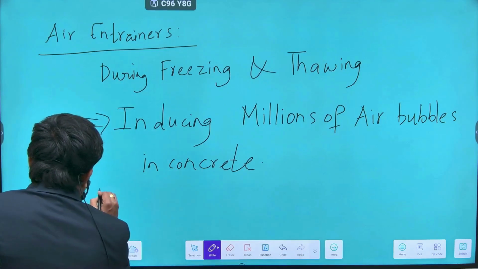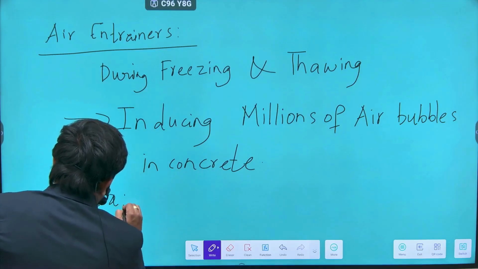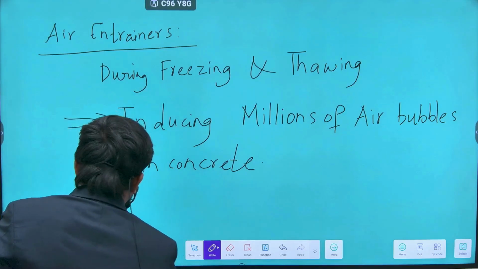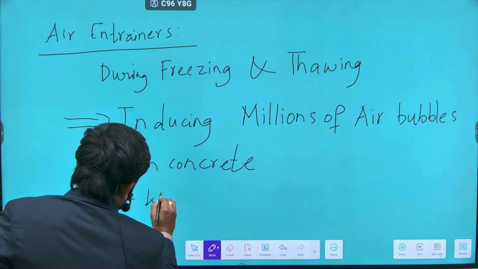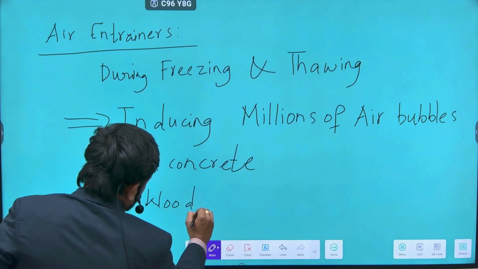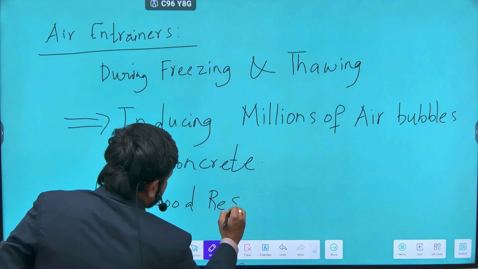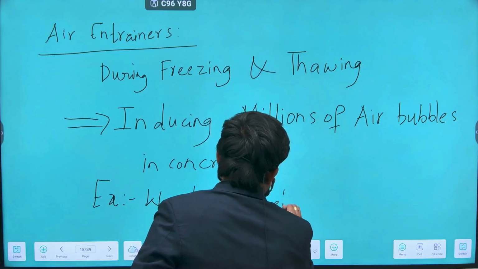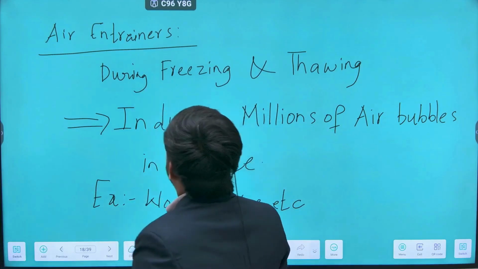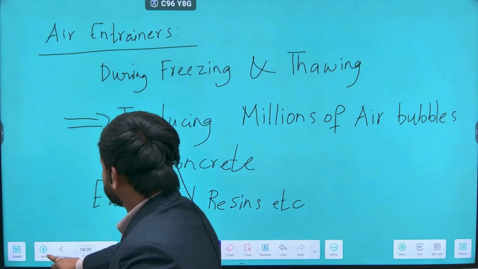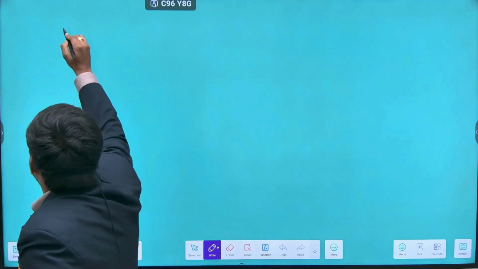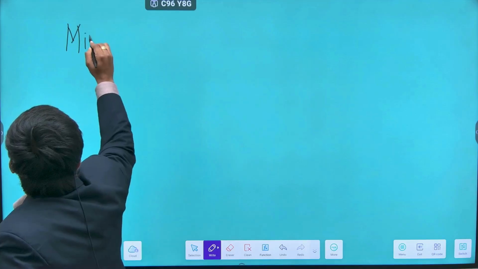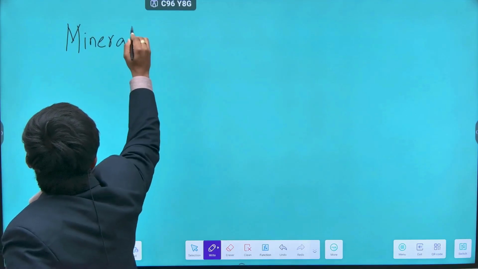So what are the different types of air entraining admixtures? Wood resins. Okay. Now I am going to discuss mineral admixtures.